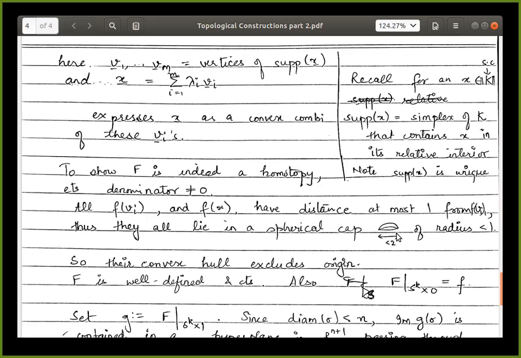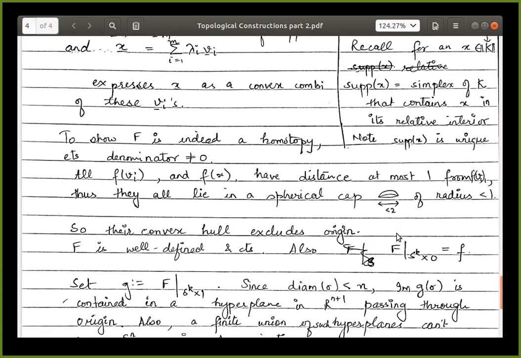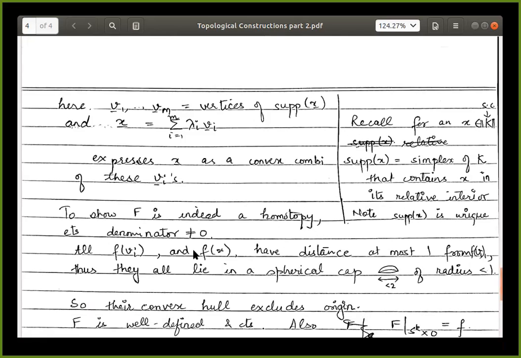So it's not even a full hemisphere, okay? It is some lesser portion, strictly above the hemisphere. You put a hyperplane which is a little off the origin. So what it really says is that the convex hull of these points, f of vi's and f of x, is going to exclude the origin. Therefore, F is well defined, right?